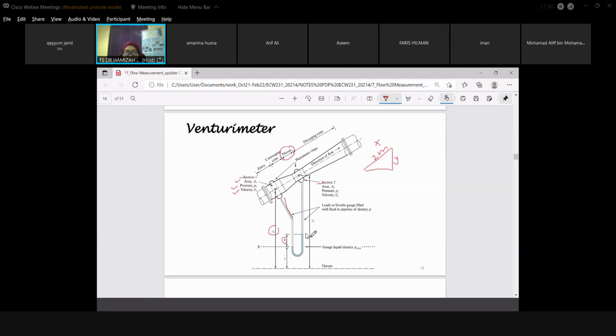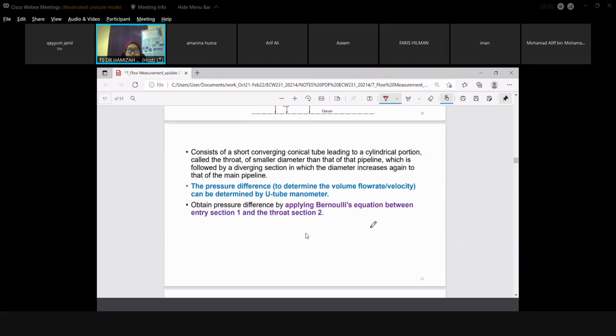Okay, so we have Z1 and also Z2 for the stream tube, and another Z is for the elevation of the manometer. Okay, so details on that, it consists of a converging conical tube. Call it the throat. Throat is referred to the smaller diameter of the pipeline.